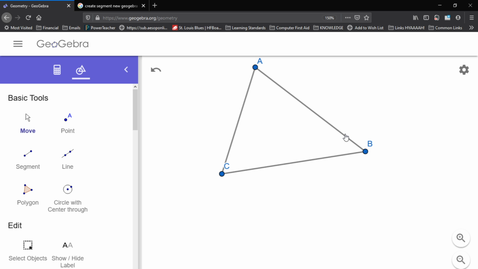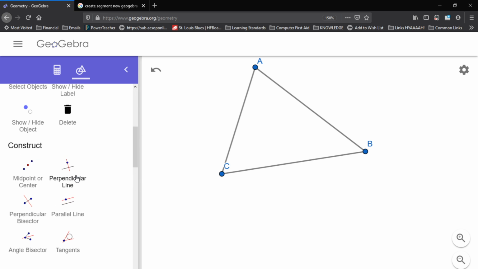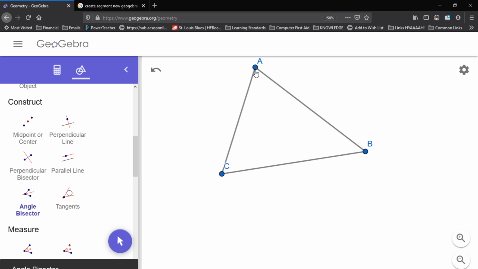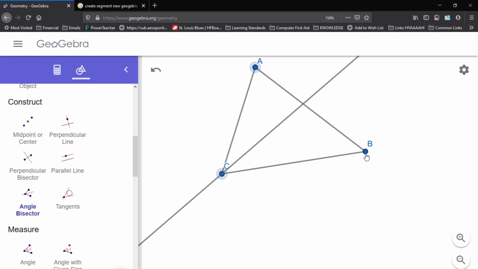Here's a triangle. Do you see it? 3 angles. It's got 3 of them. Here's what I'm going to do. I'm going to create some angle bisectors. I'm going to go down here in GeoGebra and create an angle bisector. So I'm going to click A, C, and B. And it cut angle C in half. Look at that line. It keeps going because it's a line. I'm going to click angle A, then B, then C, and so it cuts B in half.